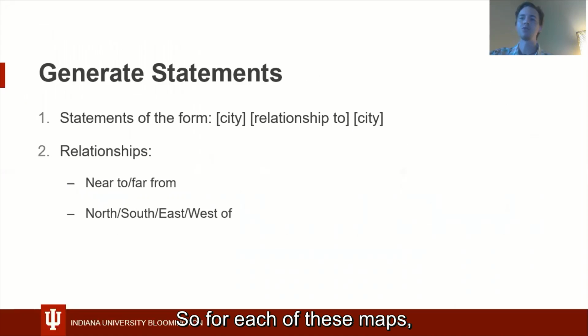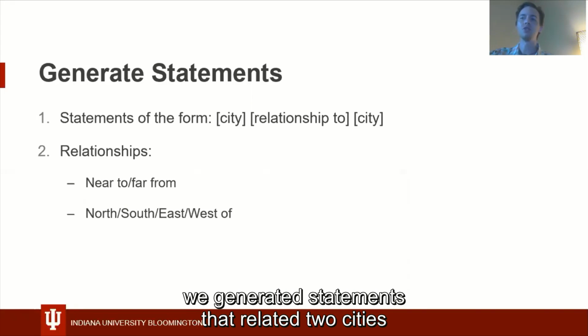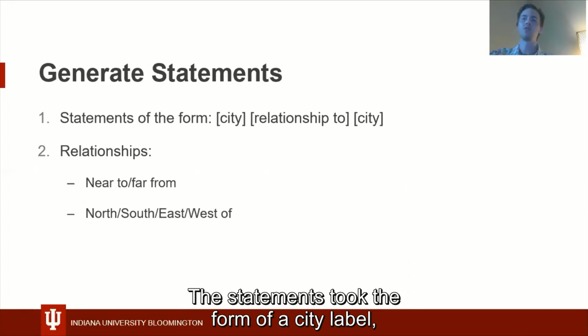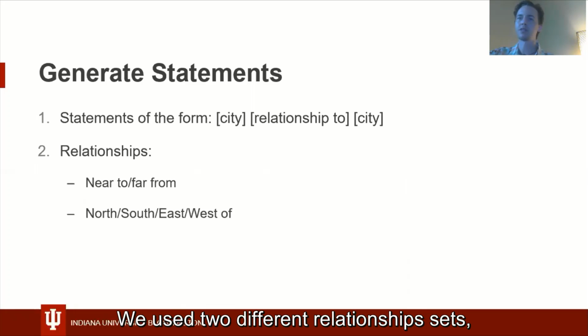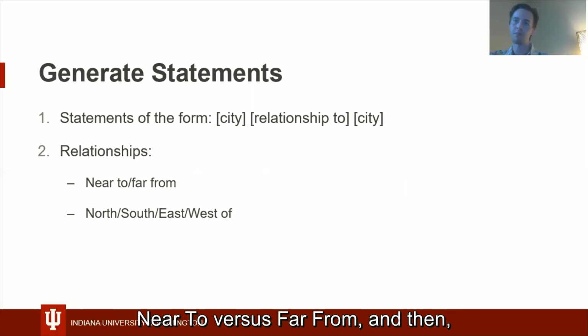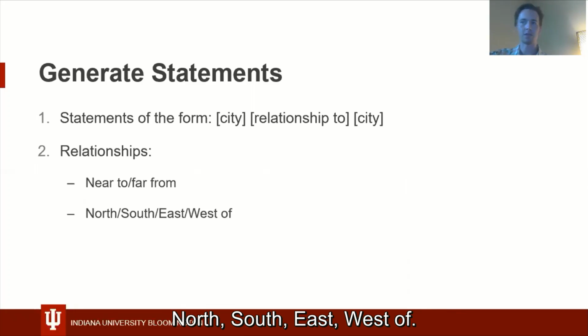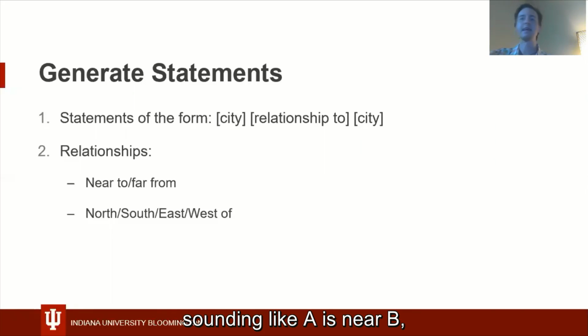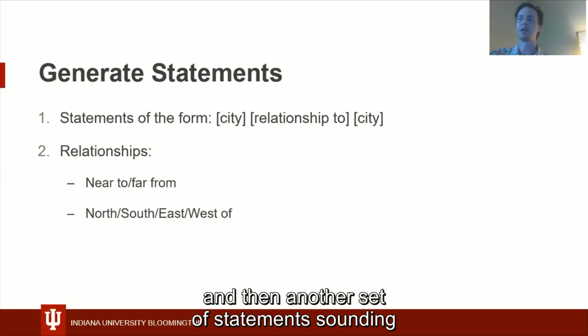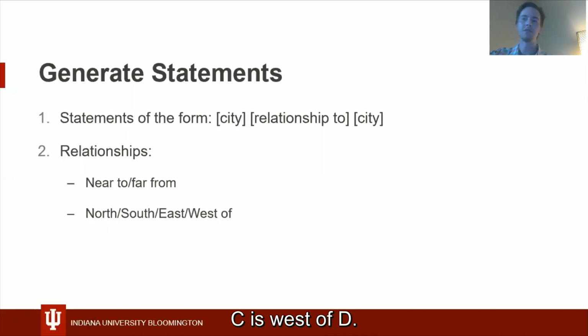So for each of these maps, we generated statements that related 2 cities to one another. The statements took the form of city label, relationship label, and then city label. We used 2 different relationship sets, near to versus far from, and then north, south, east, west of. So for each relationship set, we generated a statement relating each combination of cities. So for each map, we'd have a set of statements sounding like A is near B, C is far from D, and then another set of statements sounding like A is north of B, C is west of D.